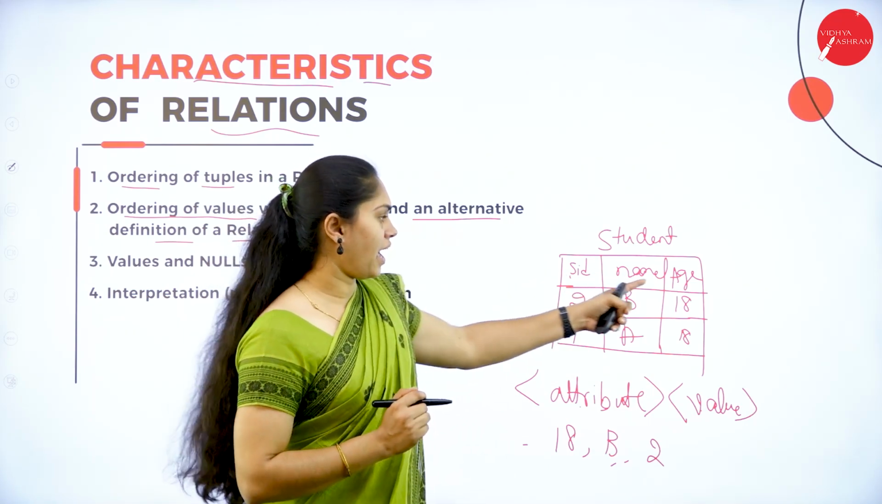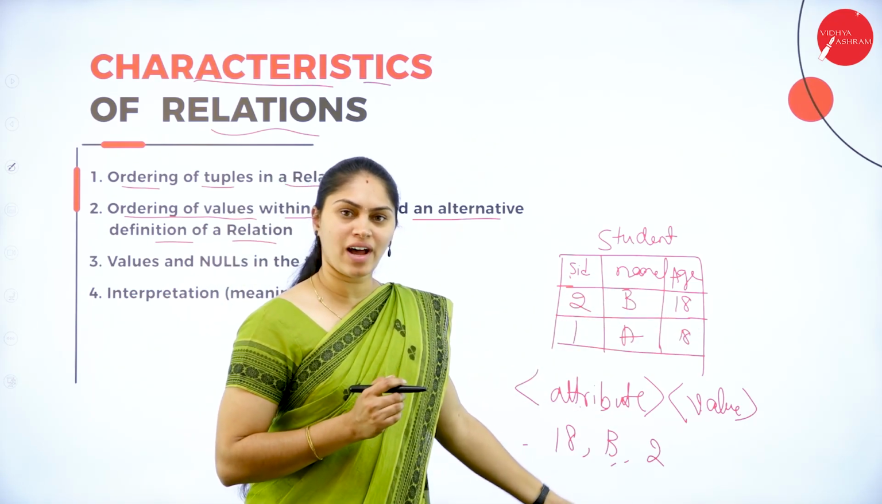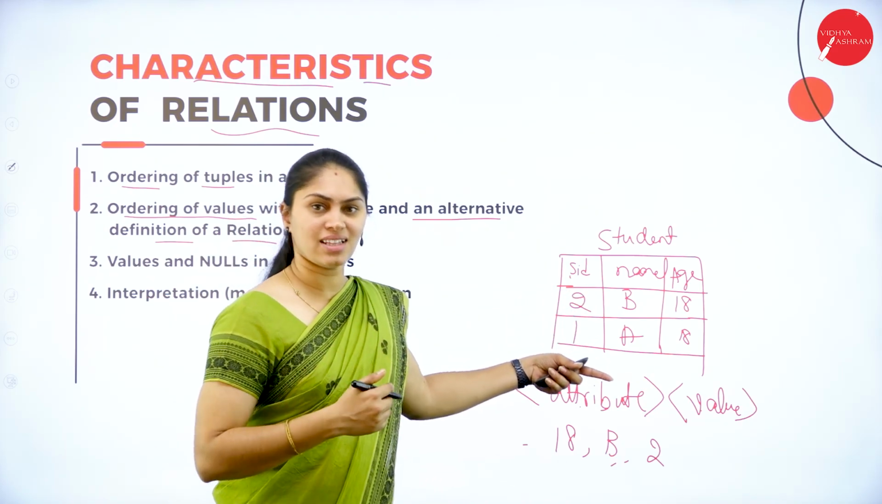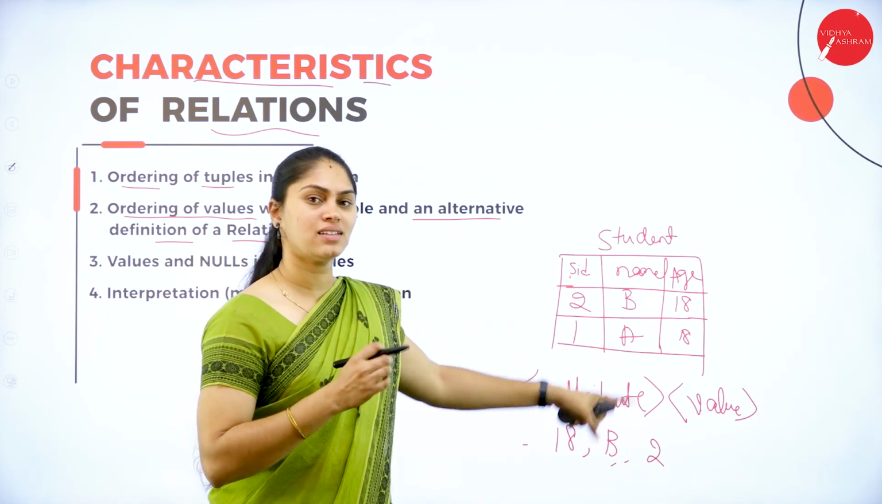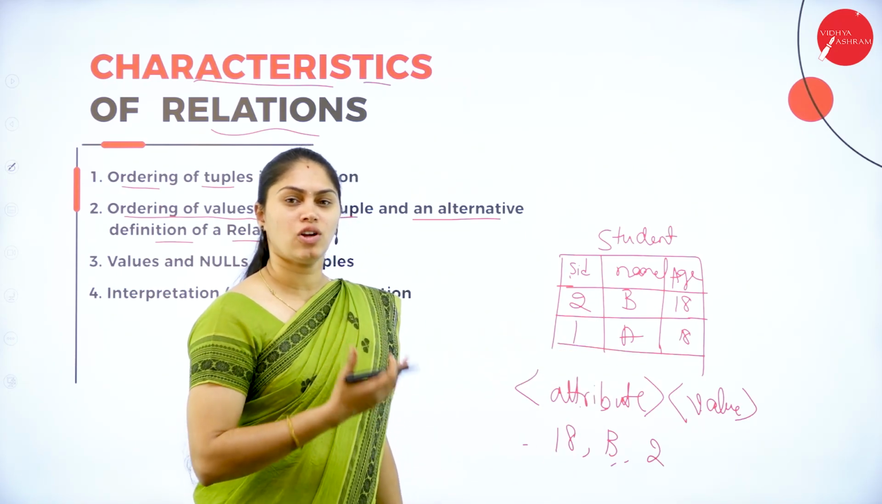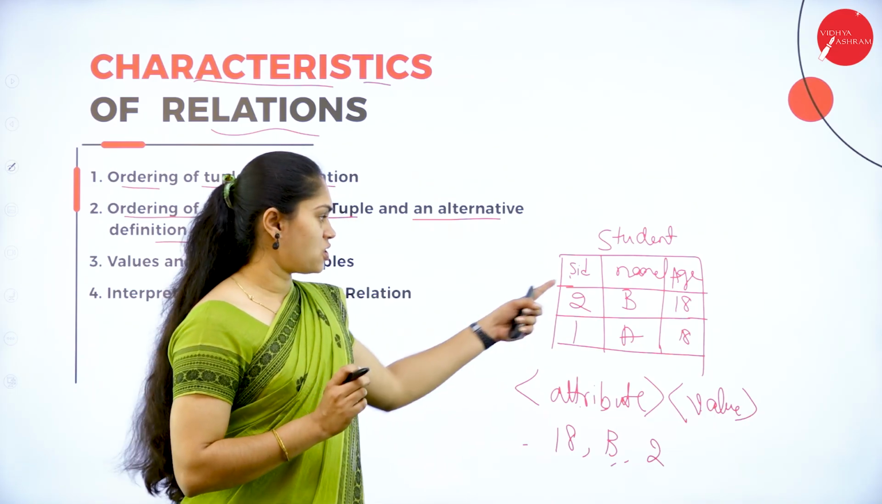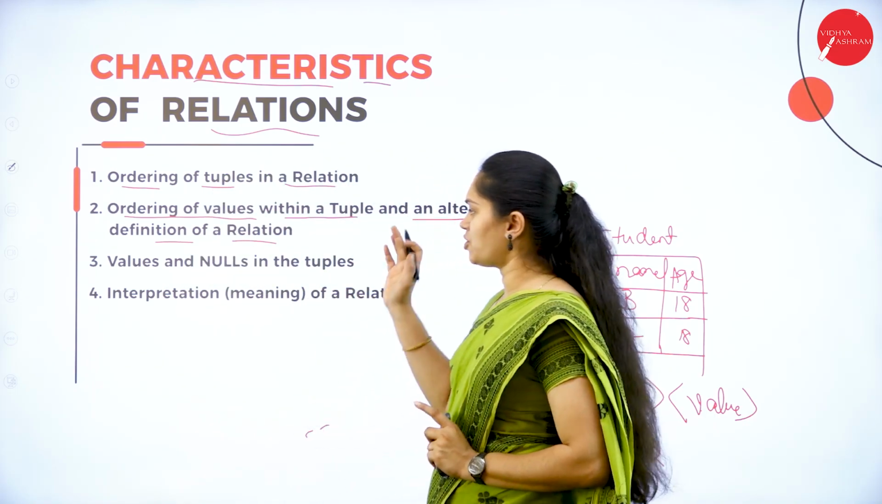For example, if I have 3 columns, then the number of values should be 3 only. It can't be more than that. So if it is lesser than the attribute count, then what will be assigned? Not known, or the value will be considered as 0 itself. So that is the second characteristic you need to remember.